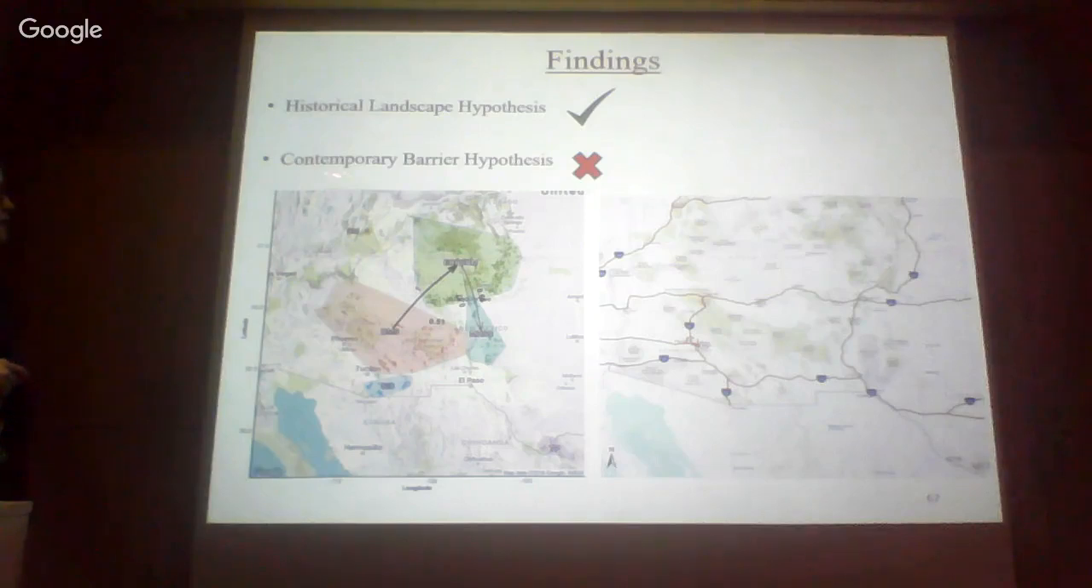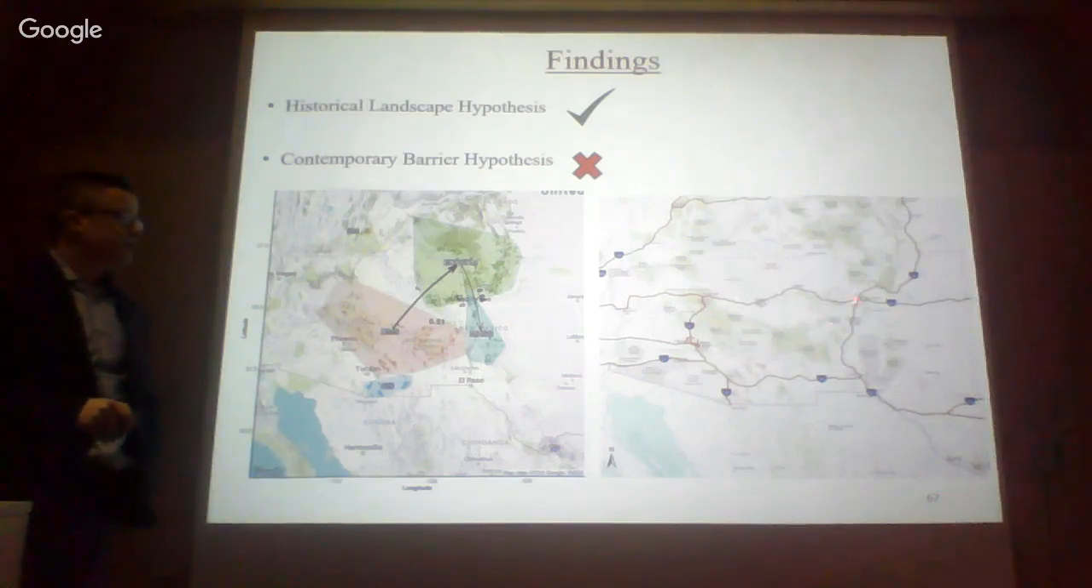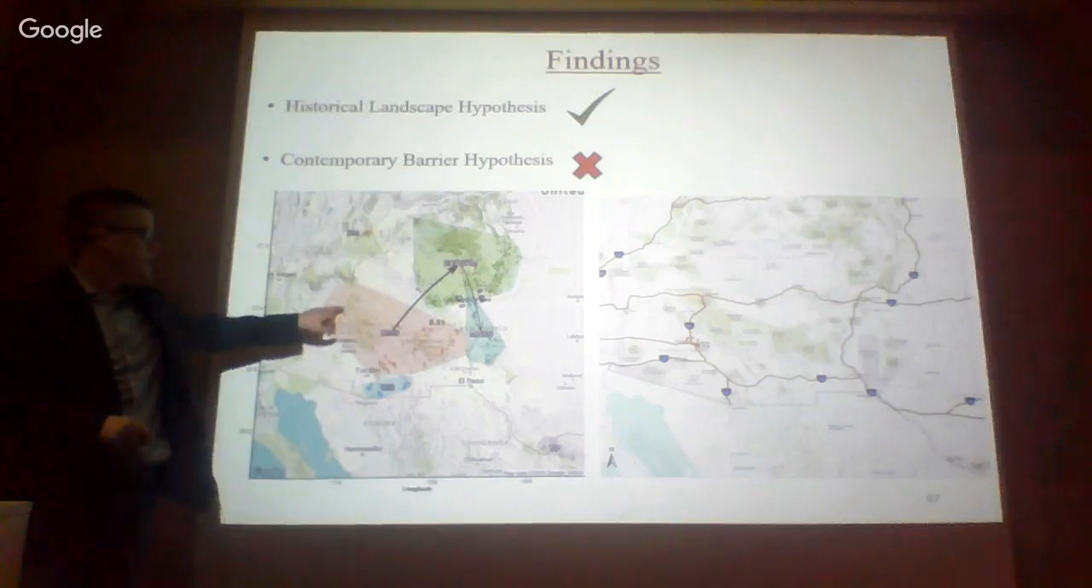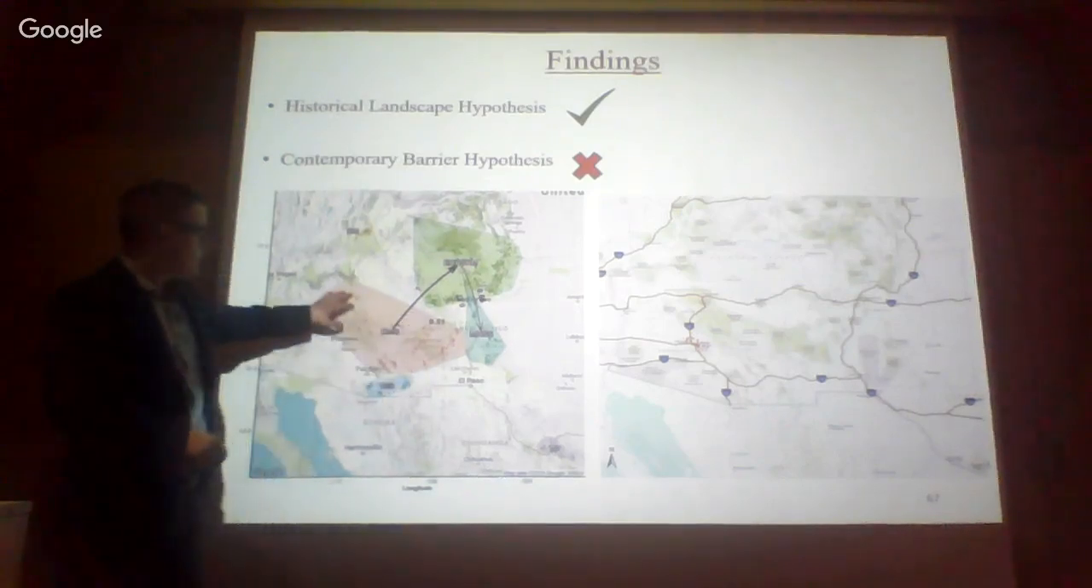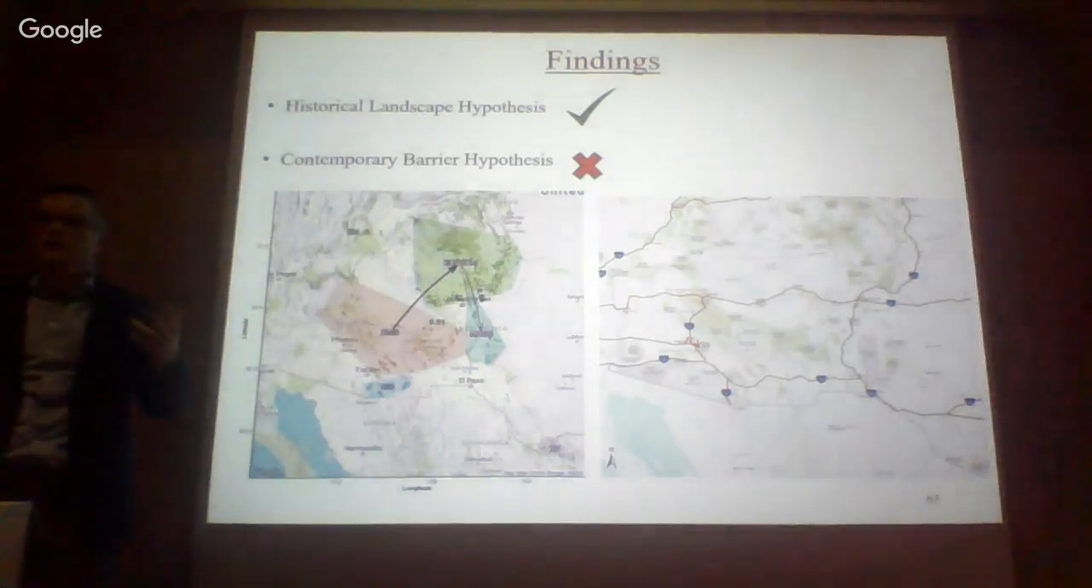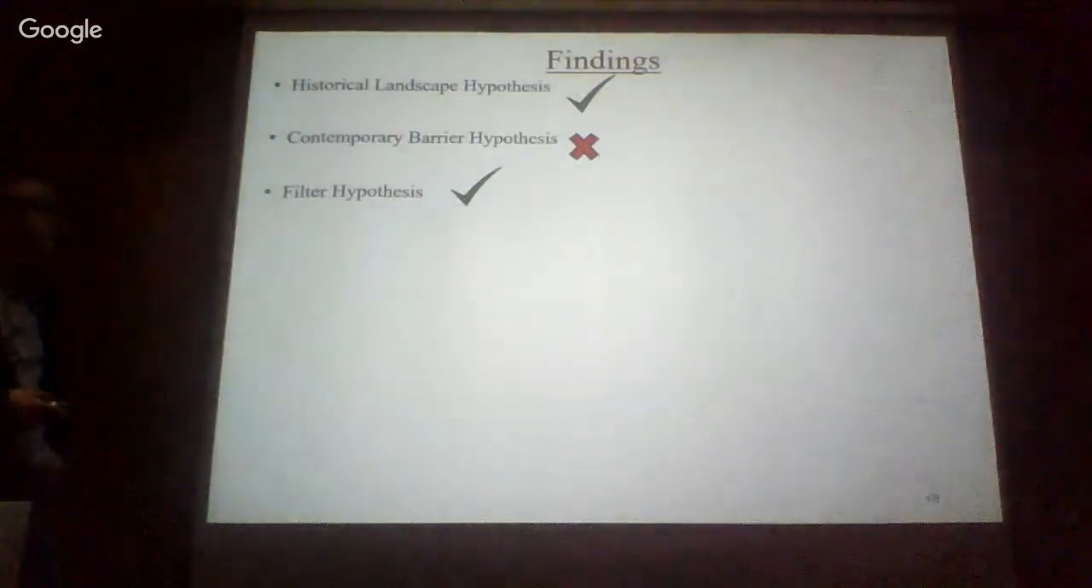Conversely, we didn't find support for the contemporary barrier hypothesis, because these boundaries we would have predicted follow the distribution of interstates. Instead, what we found is that we had individuals on either side of the interstates, both here in Arizona and New Mexico, being clustered together in the same range.